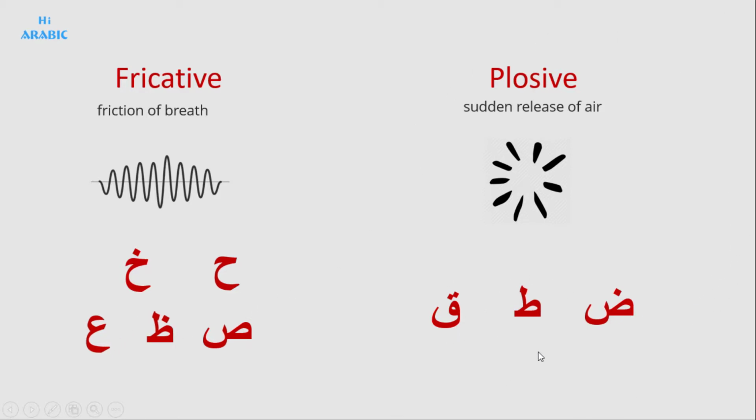We have three plosive sounds. We have ka, ka, ka. This is just one time, plosive. Ka, ka. And ta, ta, ta. One time. Ta, ta. And we have ba, ba, ba. Okay. So now you can practice these sounds with more examples.